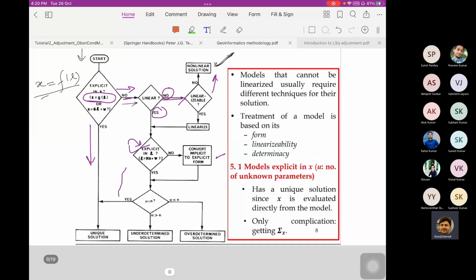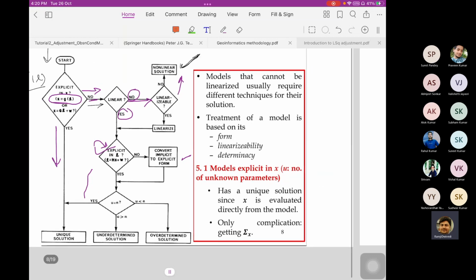Just understand this point. Either you get the unique solution if n is equal to u, you get the undetermined solution if u is less than n, and you get the overdetermined solution if n is greater than u. Then you will solve these problems.